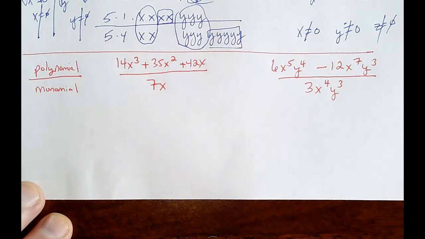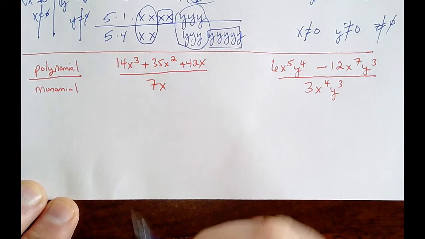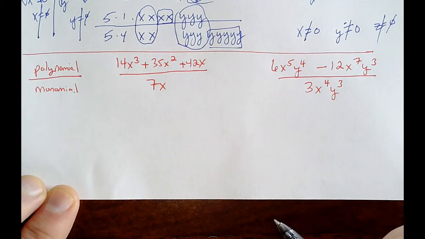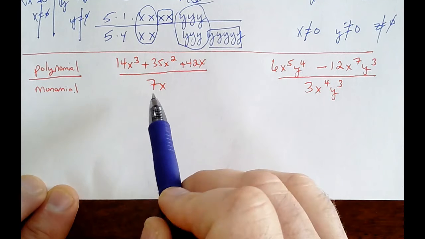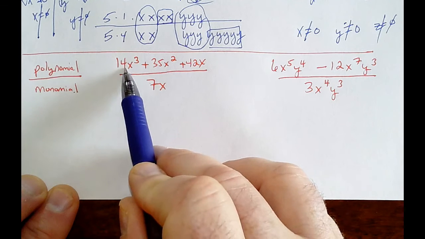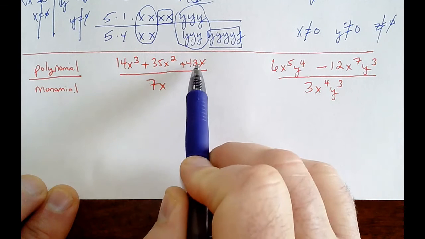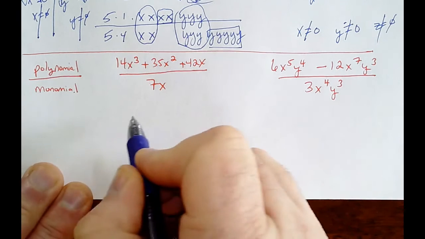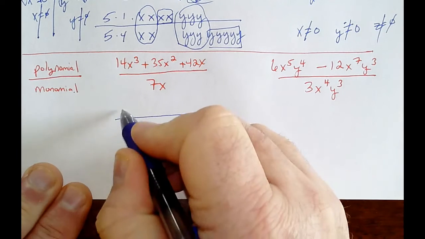Okay, my last example here is when you have a polynomial on top of a monomial. And again, it's about finding the GCF, as usual. So, what's the greatest common factor of 14, 35, and 42? Well, it's harder to do it that way. So I think sometimes the easiest way is to do it like this.